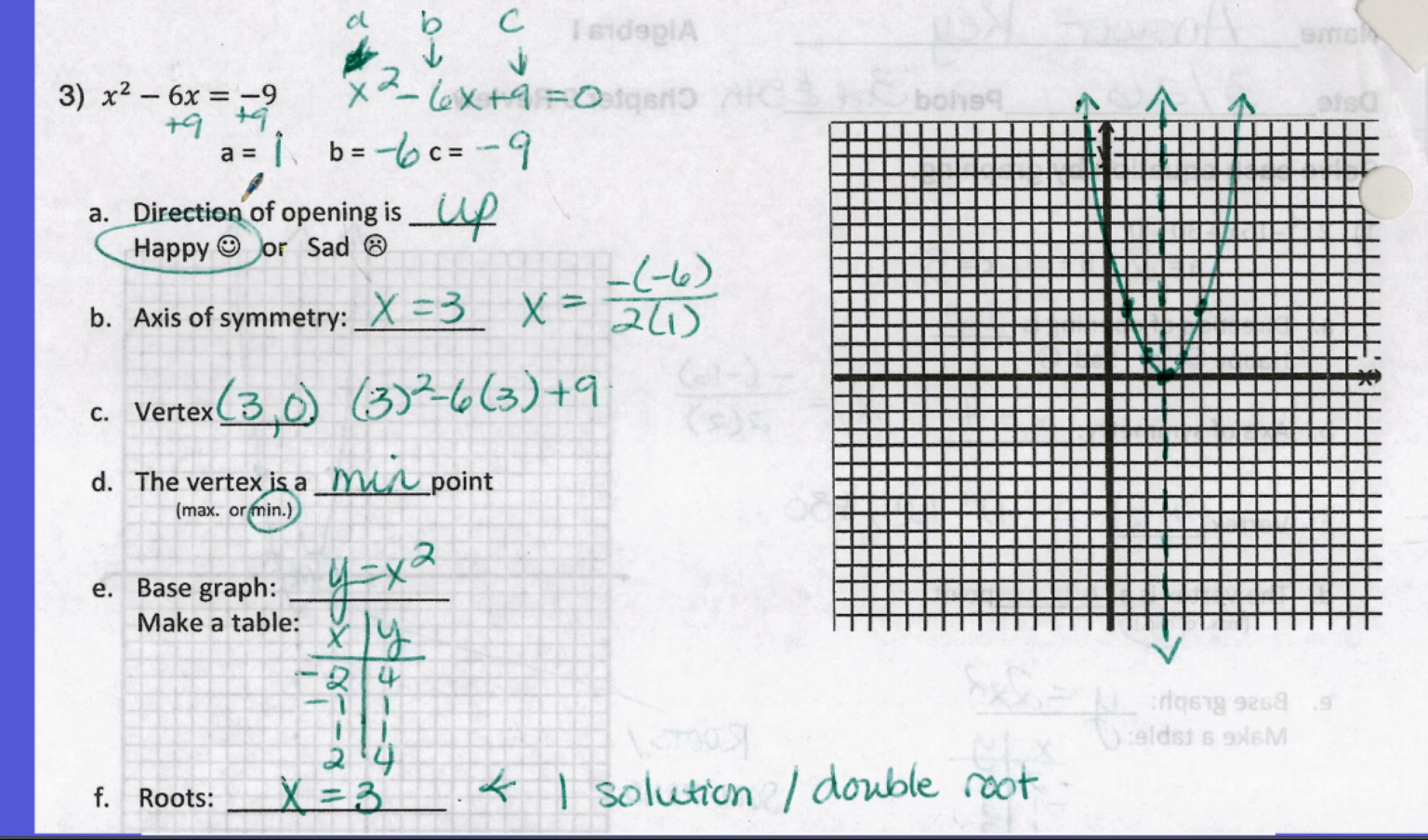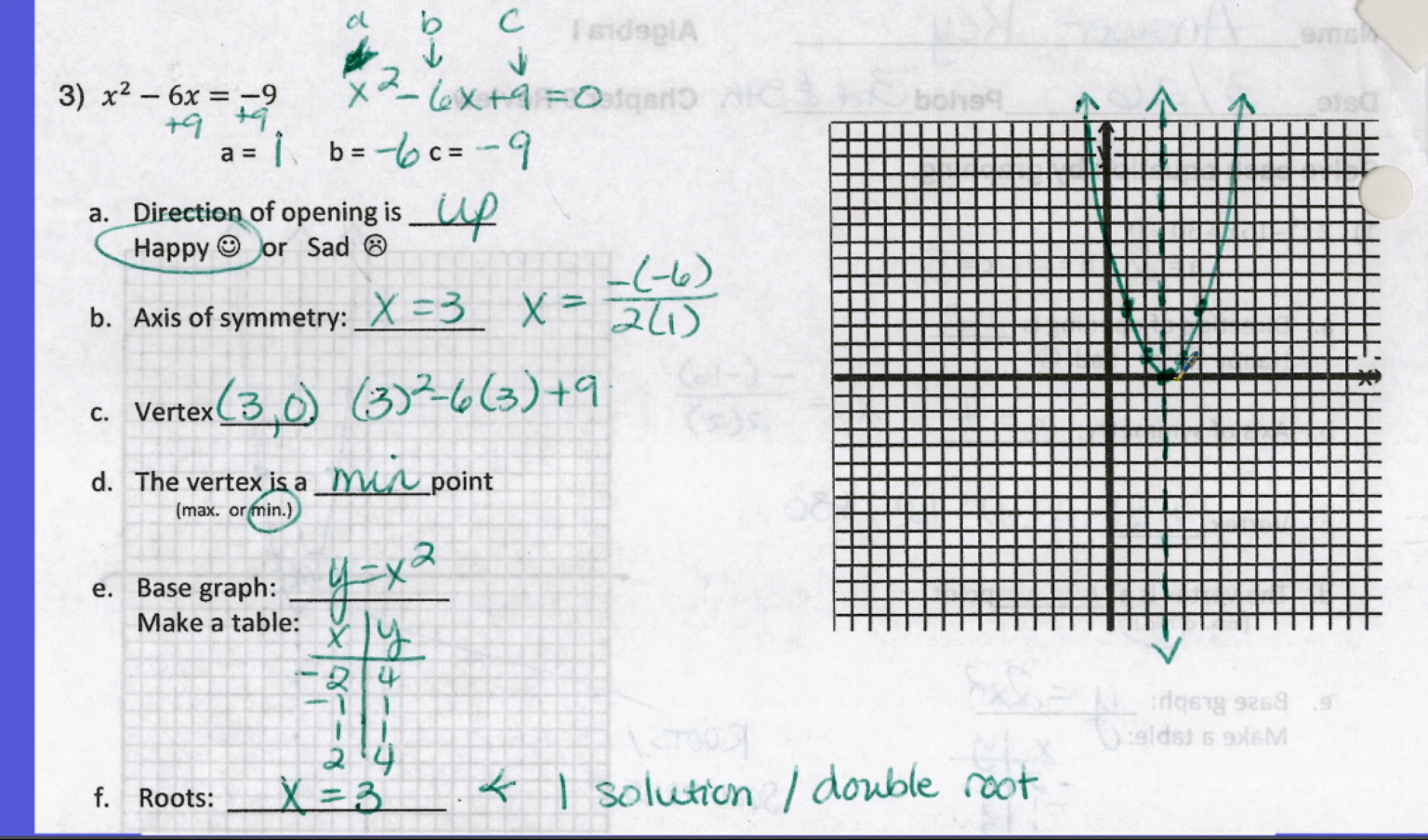Plug in 3 to the original equation right here. So I get 3 squared minus 6 times 3 plus 9. Well, that's 9 minus 18 plus 9, so I'm going to get 0. This is a minimum point because it is opening up. My base graph is y equals x squared, -2, -1, 1, and 2, because I want to go 2 to the left, 1 to the left, 1 to the right, 2 to the right. 4, 1, 1, 4 is what we always get when we have this base graph.